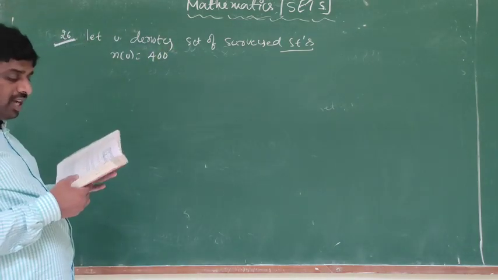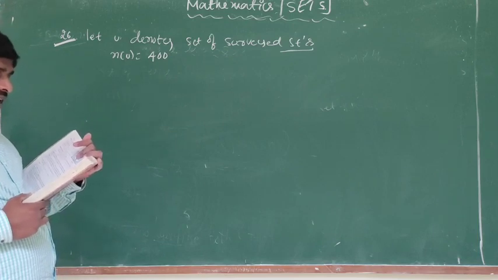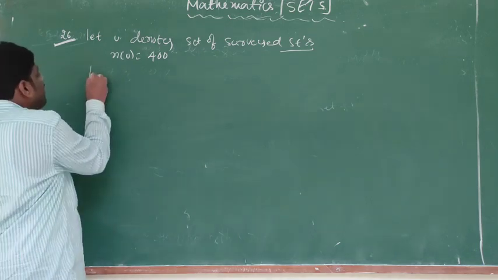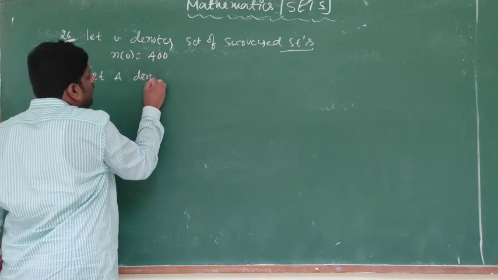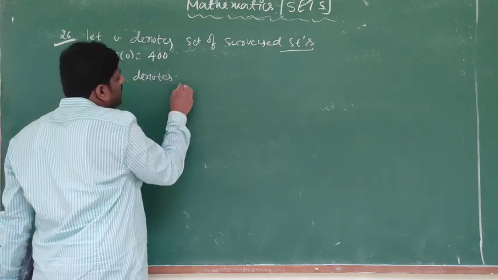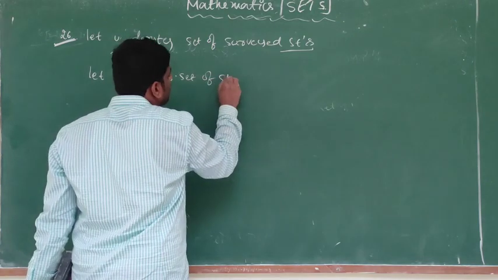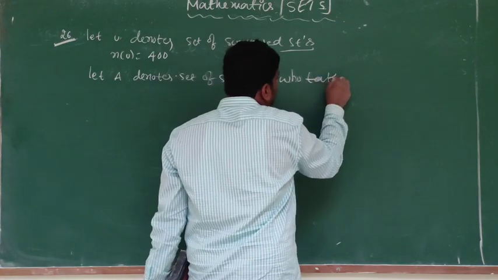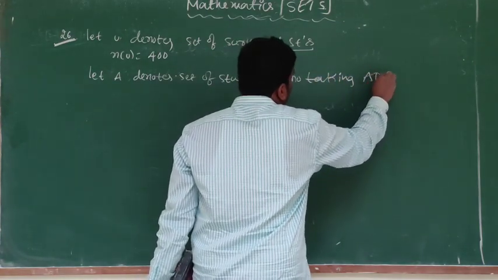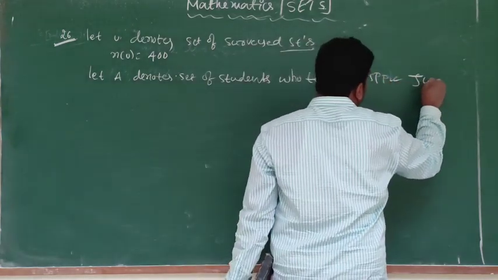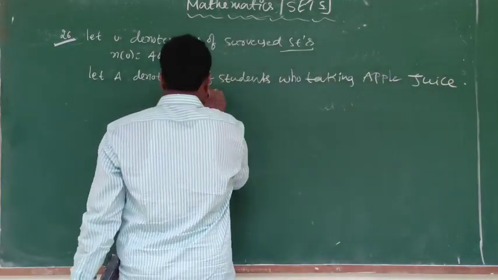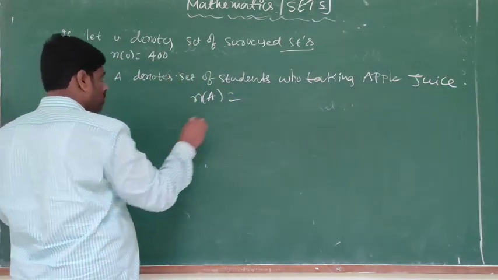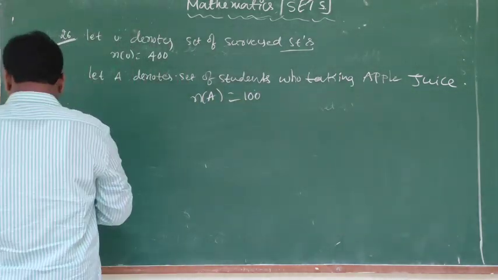Let's continue the question. 100 were listed taking apple juice. Let A denote the set of students who take in apple juice. n of A is equal to 100. Let's continue the question.